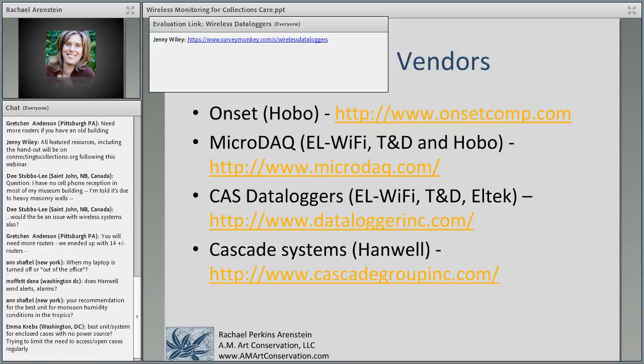So one other question about Hanwell. Does that send alerts and alarms? Yes, it can. If you're using that smart reader too, it can be set up to do that.